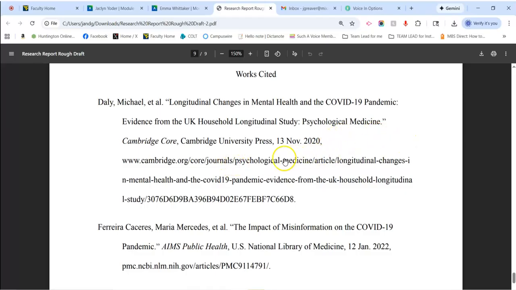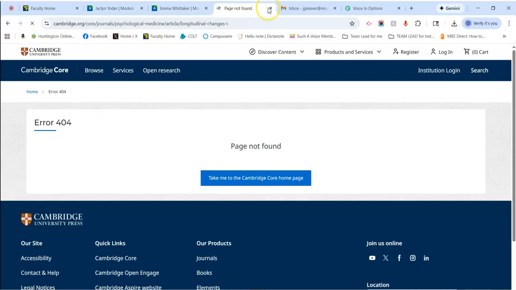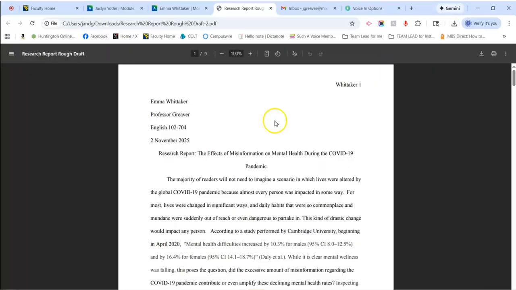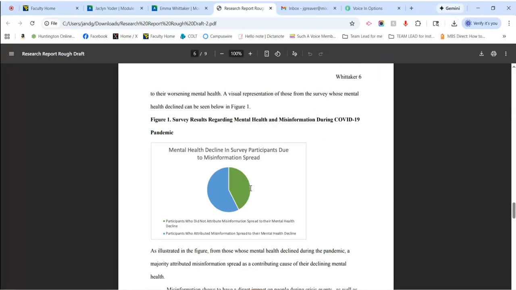And the easiest way to do that is usually just to go somewhere here where you look at how much space you need here. Think about, okay, how much of this would fill that space? Maybe a bit here. And then you put your cursor right there, like after journal. Oh, okay. Well, that went to somewhere I didn't need to go. Let me get back in your paper. I think I lost your paper when I did that. Okay.